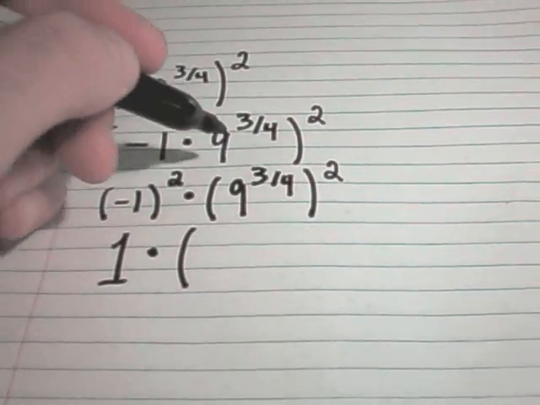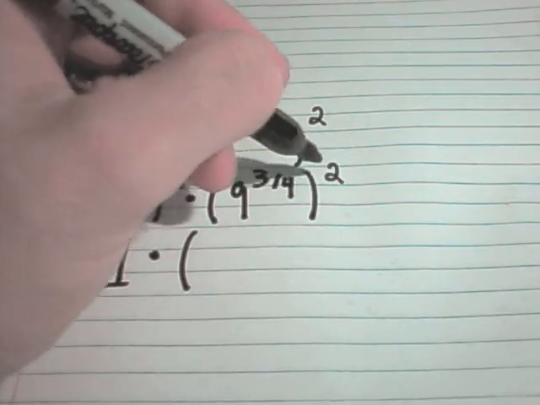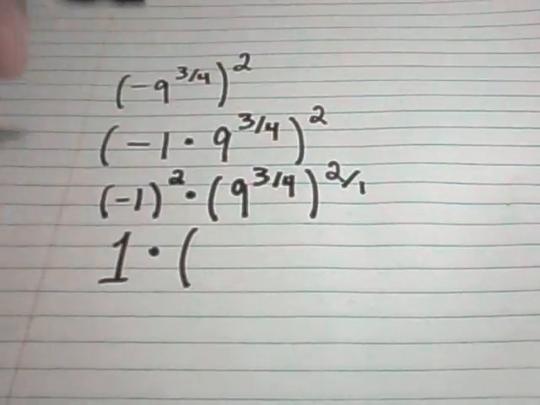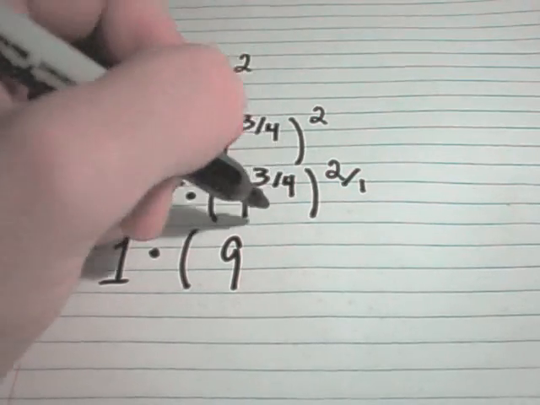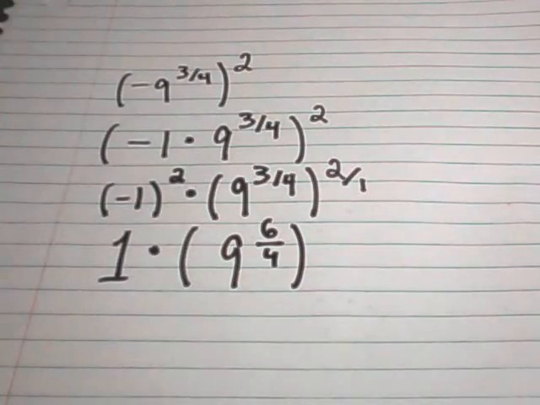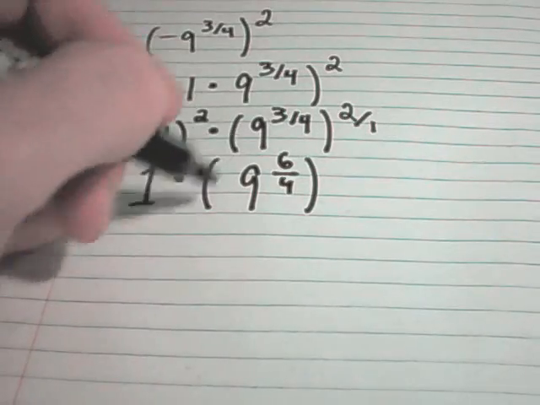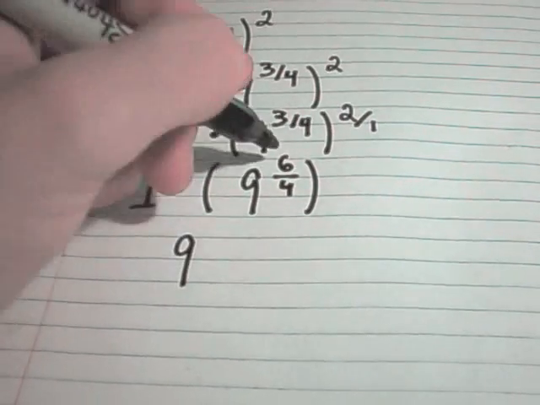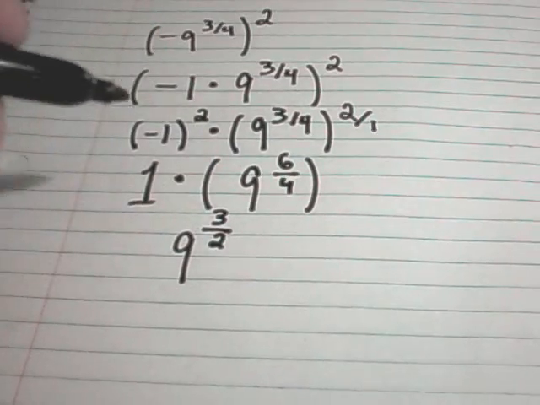I'm going to use this property that if I have a power raised to a power on the outside, I can multiply. So I've got fractions, 3 over 4 times 2 over 1, that'll give me 6 divided by 4. So I've got 9 raised to the 6/4 power. Well, 1 is not going to affect the value, so I'm going to stop writing it. 6 over 4 reduces to 3 over 2.